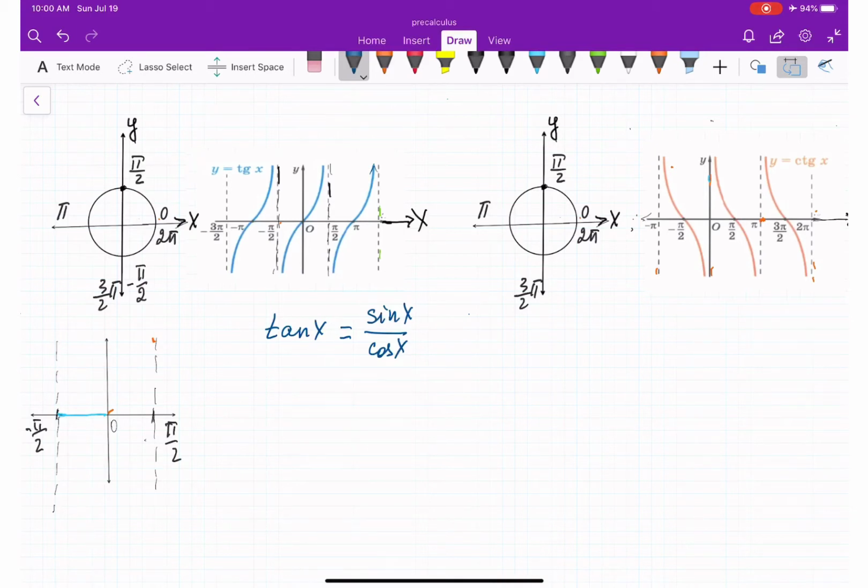And right away we have to look at the case when cosine x is 0, because cosine x cannot be equal to 0, because when cosine x is 0, tangent x is undefined. Okay, so let's see, on the unit circle, at which point cosine x is going to be 0.